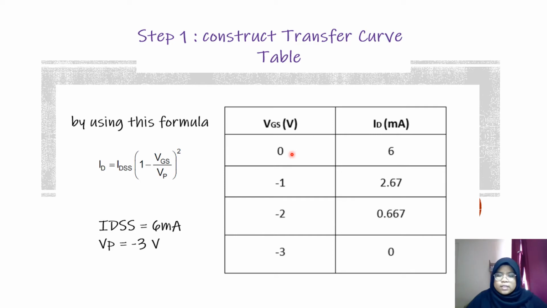If VGS equals 0 volt, the ID will become 6 milliampere. If VGS equals negative 1 volt, the ID we get is 2.67 milliampere. If VGS equals negative 2 volt, ID will become 0.667 milliampere, and if VGS equals negative 3 volt, ID will become 0 milliampere.